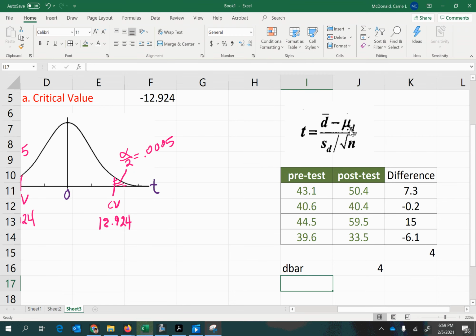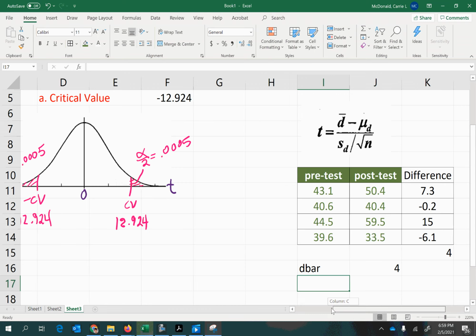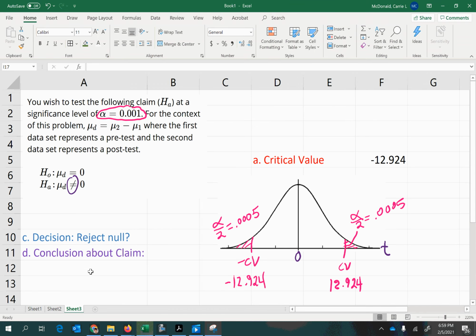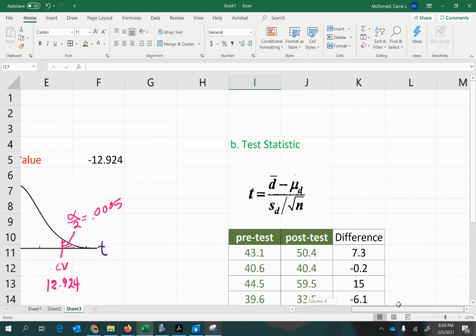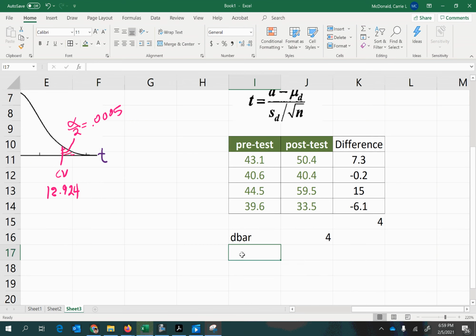Okay. We also need the mu sub d, meaning the population mean of the differences. And this is just based on what our null hypothesis says. So we always start on the assumption that the null hypothesis is true and see if we can find enough evidence against it. So here in our null hypothesis, we had the claim that there was no difference. The mean of differences is 0. So now I'm just going to say mu is 0.